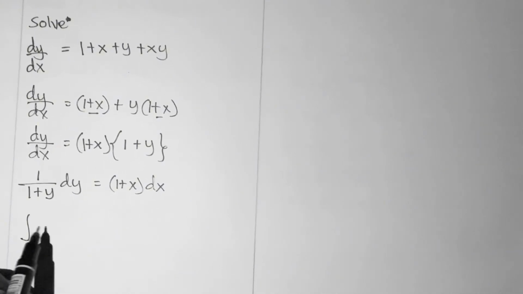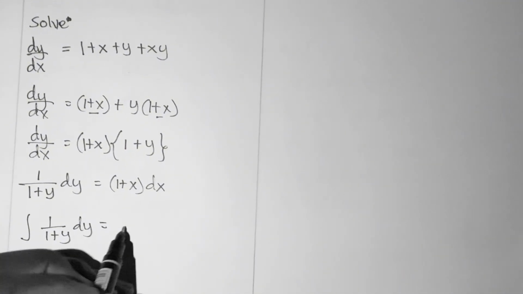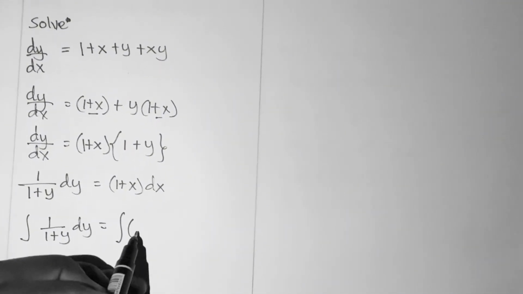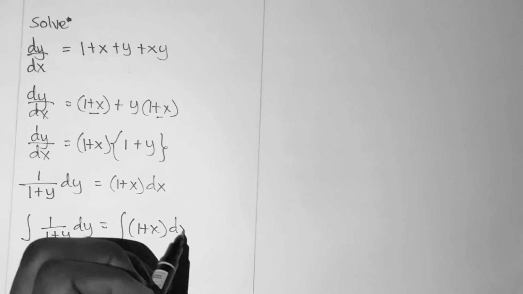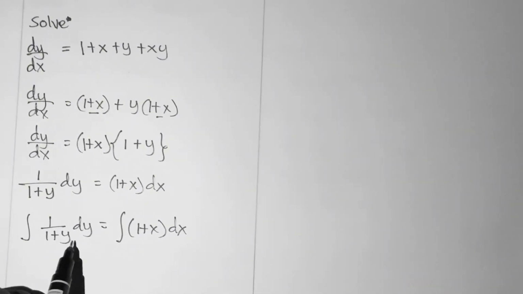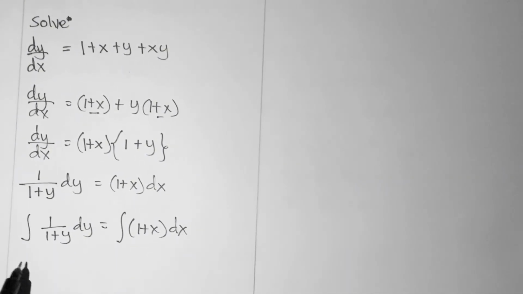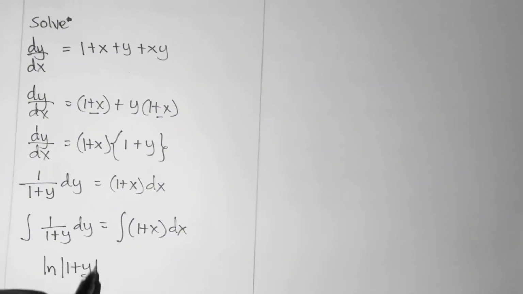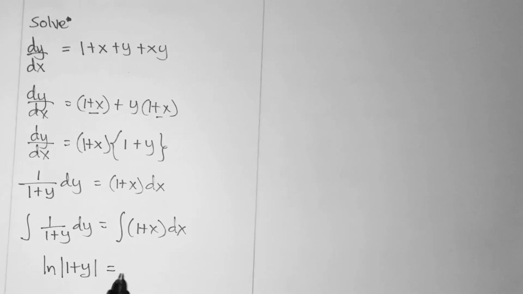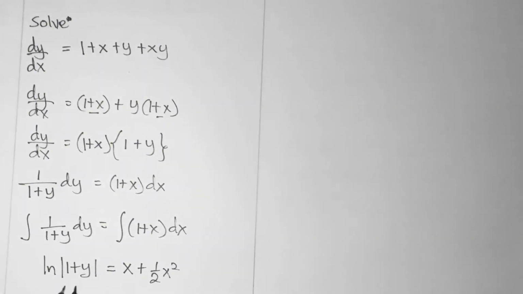So the integral of 1 divided by (1 plus y) dy is equal to the integral of (1 plus x) dx. So now if you differentiate 1 plus y, it's equal to 1, and that is what we have in the numerator. So this becomes natural log of the absolute value of 1 plus y equals, if you integrate 1 it is x, and if you integrate x it is 1 over 2 x squared, plus the constant of integration c.